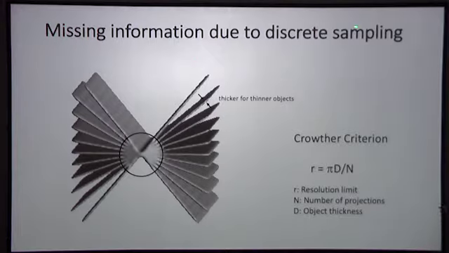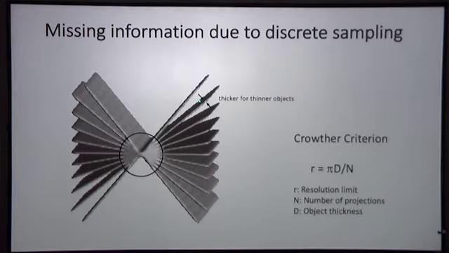We also have missing information due to discrete sampling. As we go further out, there are gaps between the Fourier planes, because we haven't used an infinitely fine angular step. These planes are thicker for thinner objects, and there is a resolution to which the information is filled in, after which we have missing information due to discrete sampling, and this resolution limit is defined by the Crowther criterion. That's only relevant if we're interpreting data in the tomogram to that resolution, which we may not be doing, and we're not doing in the case of subtomogram averaging, so we can come back to that.